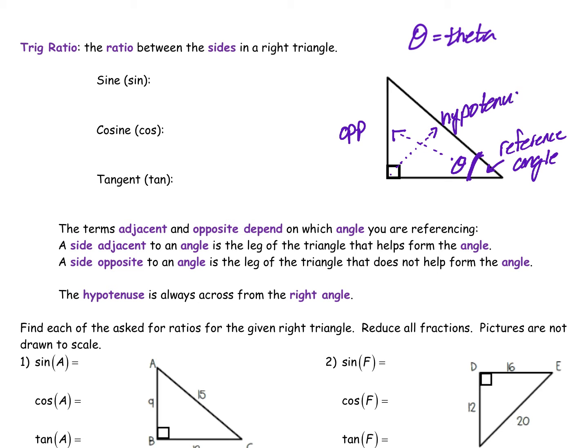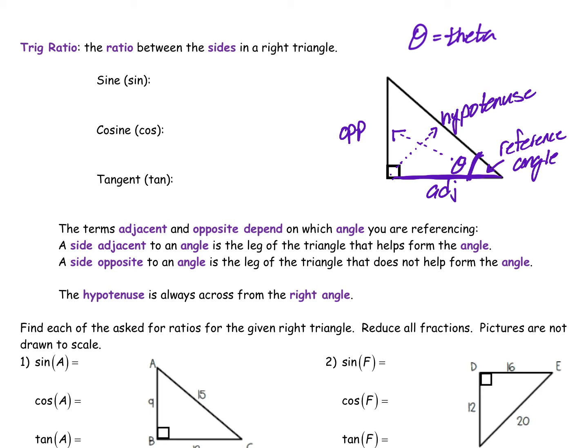Hypotenuse. I think that one's spelled right. And then we have this side here, and this side is the side adjacent. It helps make the reference angle with the hypotenuse. And that's how I think about it. Adjacent in English means next to. So it's next to the angle that is my reference angle. So this is my adjacent side.